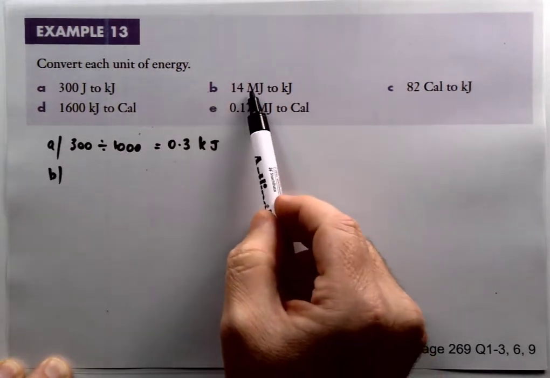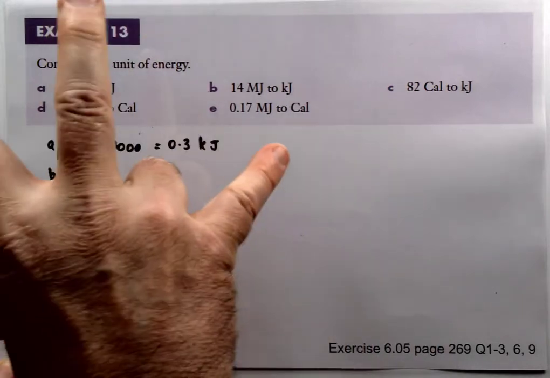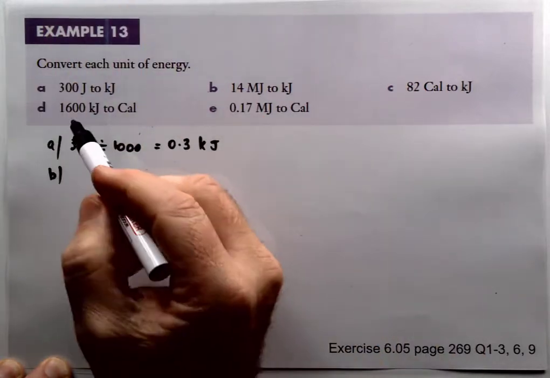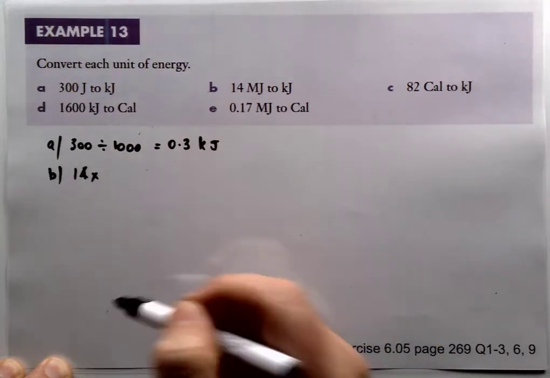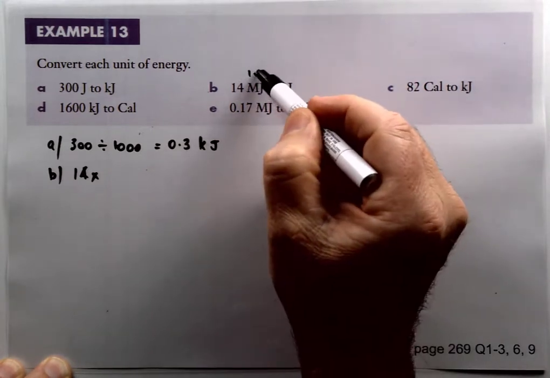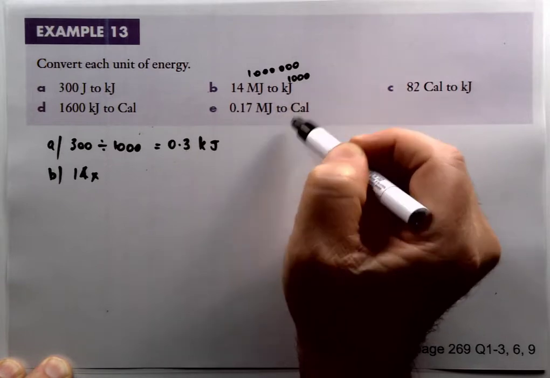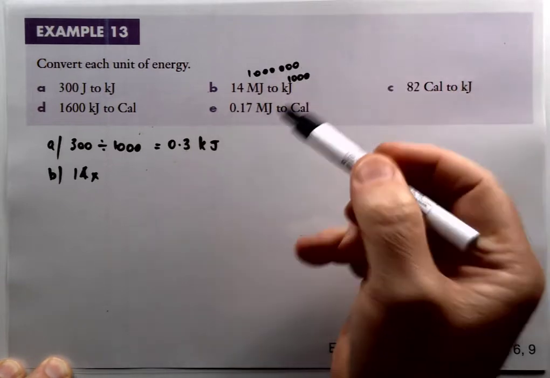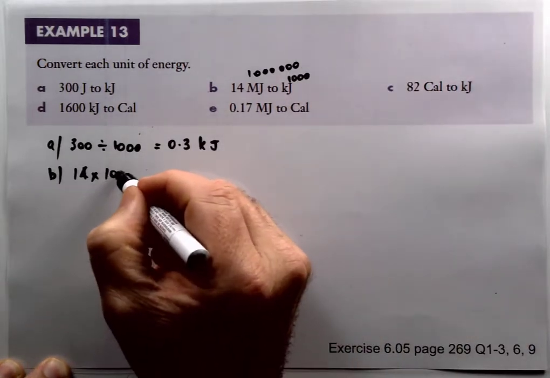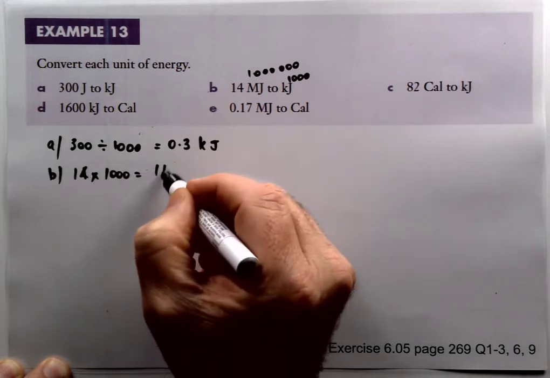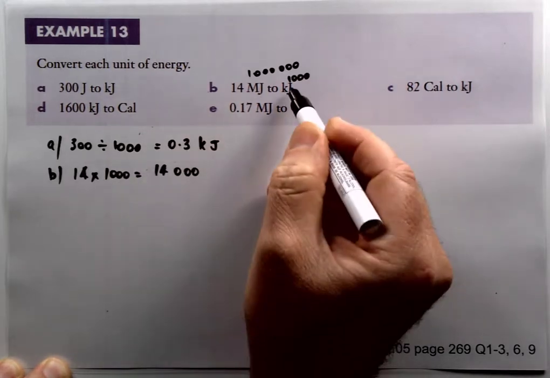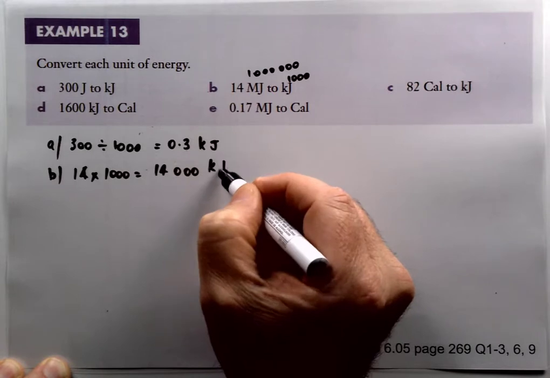Part B, we're converting megajoules to kilojoules, so mega to kilo means the unit's getting smaller, so the number has to get bigger. Mega means 1,000,000. Kilo means 1,000. How many lots of 1,000 in 1,000,000? Well, there are 1,000 of those. Multiplying them together, we'll get 14,000. And again, we've converted into kilojoules.